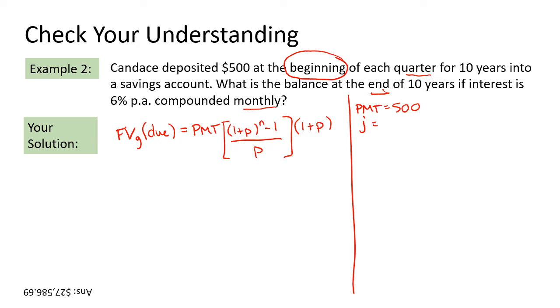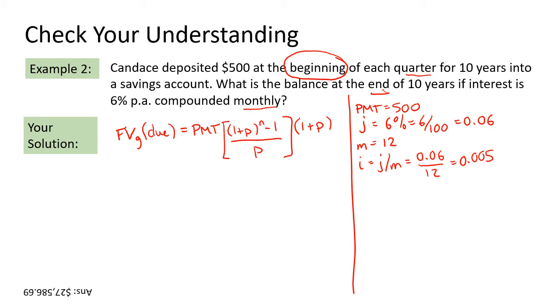Her nominal interest rate, J, is 6%, which is 6 divided by 100, removing the percentage sign, or 0.06. Her number of interest compounding periods, it was compounded monthly, so that means M is 12. So our periodic rate of interest, I, is J divided by M, or 0.06 divided by 12, which gives you 0.005.